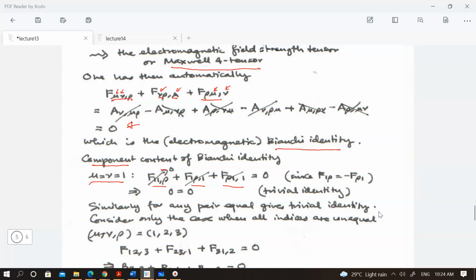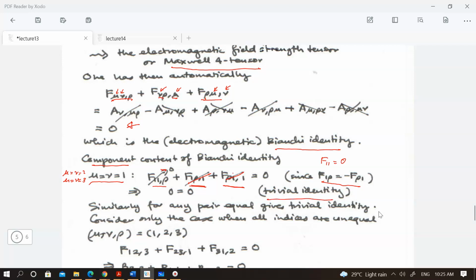F11 is automatically 0. What about F1 rho comma 1 and F rho 1 comma 1? F1 rho equals minus F rho 1, so this cancels out with that. One can always check. The other cases would be mu equals nu equals 2, and mu equals nu equals 3. We leave out the fourth component at the moment. They always give you what we call a trivial identity.